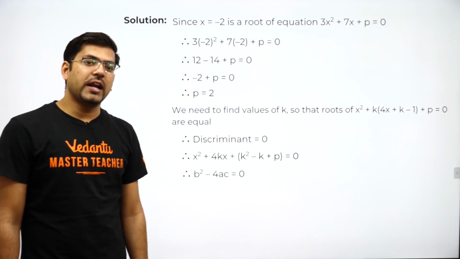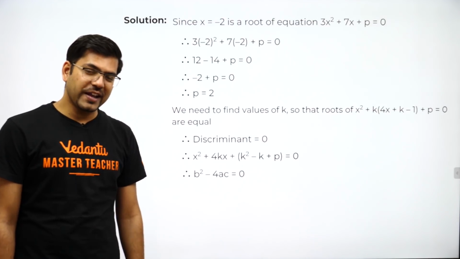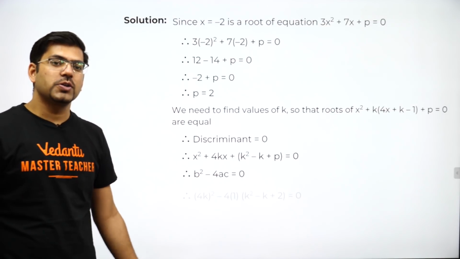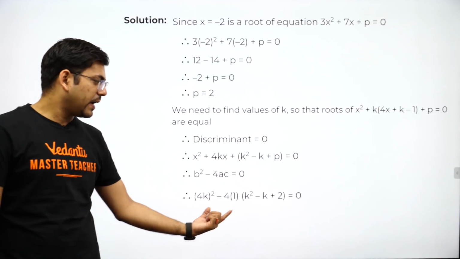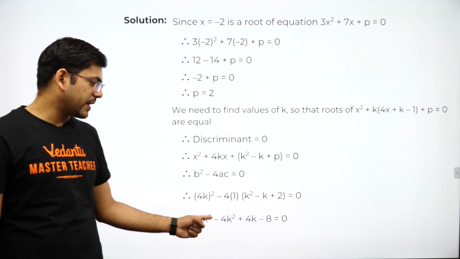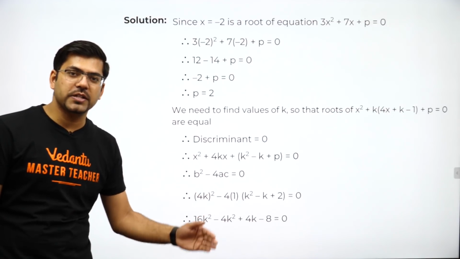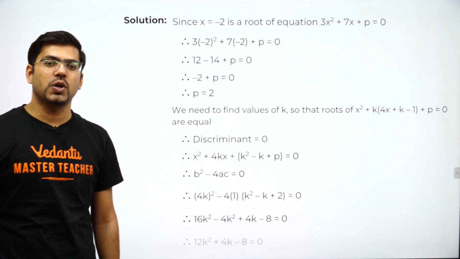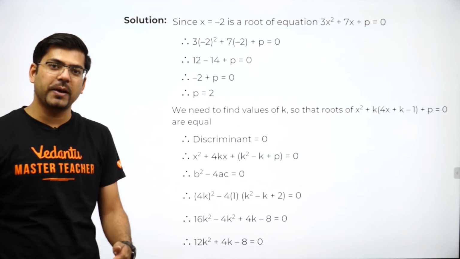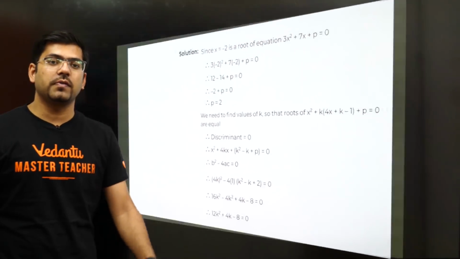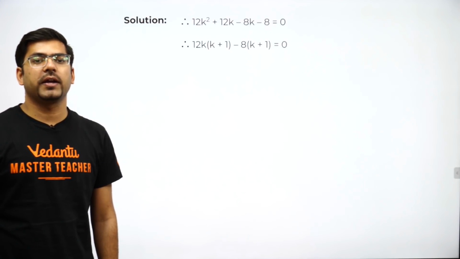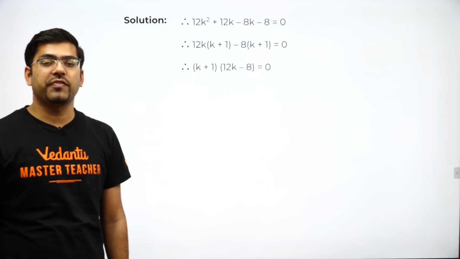Now putting the value of D, that is b square minus 4ac equals 0. So we will be putting the values of b and 4ac, and doing the solution, we will be getting 16k square minus 4k square plus 4k minus 8 equal to 0. Solving it, we will be getting this final equation, 12k square plus 4k minus 8. And once we have got this, we will do the middle term splitting and factorize it, and we will be getting k plus 1 into 12k minus 8.